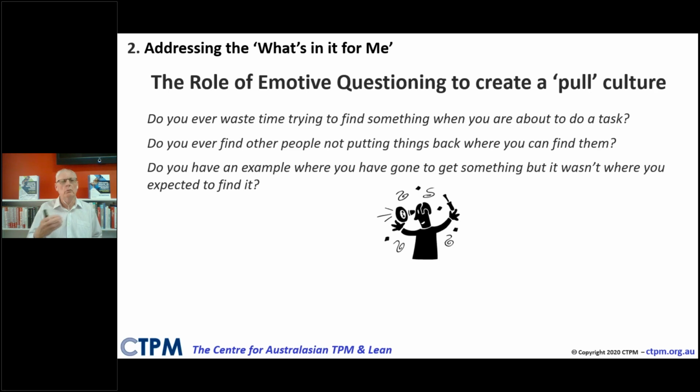For example, do you ever waste time trying to find something when you're about to do a task? Do you ever find other people not putting things back where you can find them? Do you have an example where you've gone to get something but it wasn't where you expected to find it? And when people start talking about their experiences with their frustrations, you lock them in to say, well, let's start sorting this out in your improvement area. What can you do about it? And let's get all the other shifts to agree.